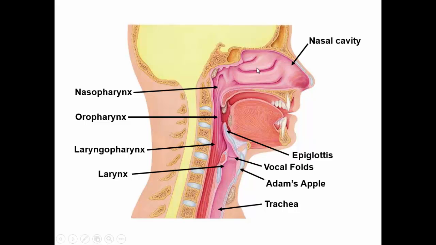Here you see some of the parts of the respiratory system. The nose and the nasal cavity, and here's all those baffles that the air has to go through to get warmed and moistened. Then we have the pharynx divided into 3 parts.